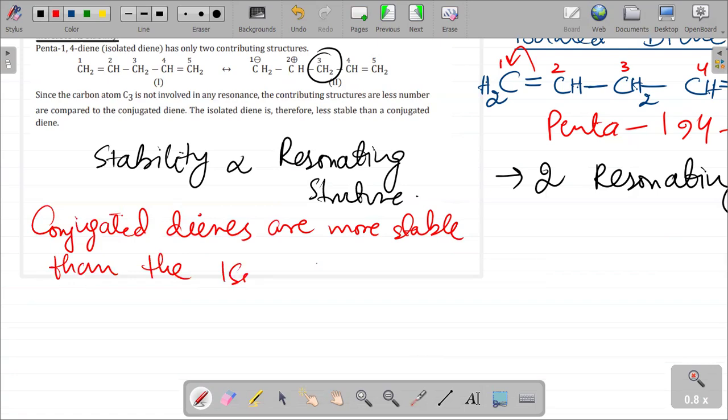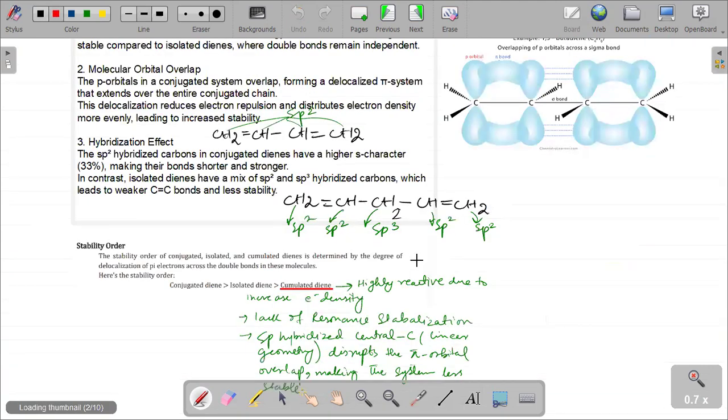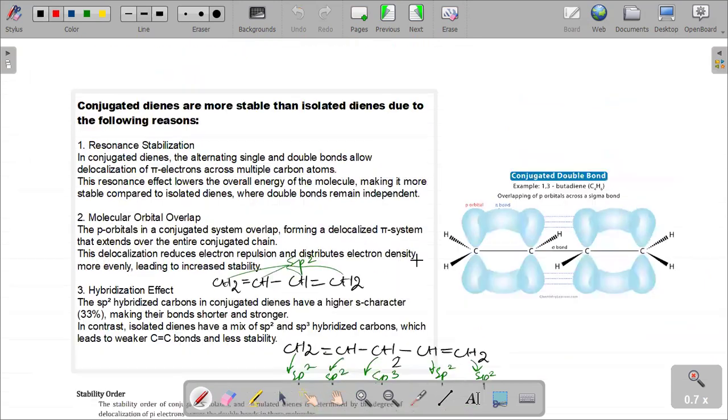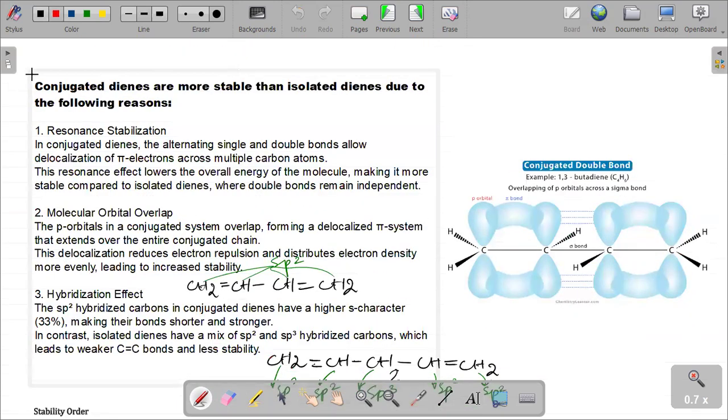Than the isolated dienes, right? They are more stable than the isolated dienes. Now we are moving towards the next slide, which is about why conjugated dienes are more stable than the isolated dienes, due to the following reasons.